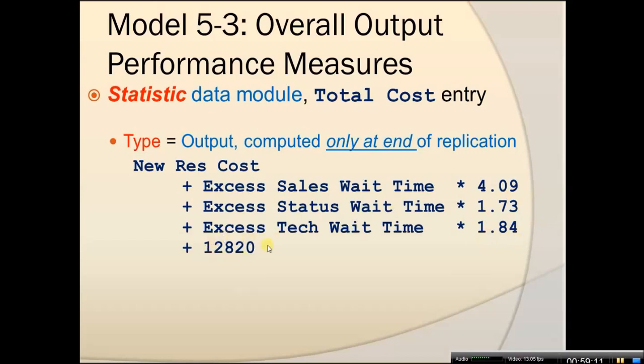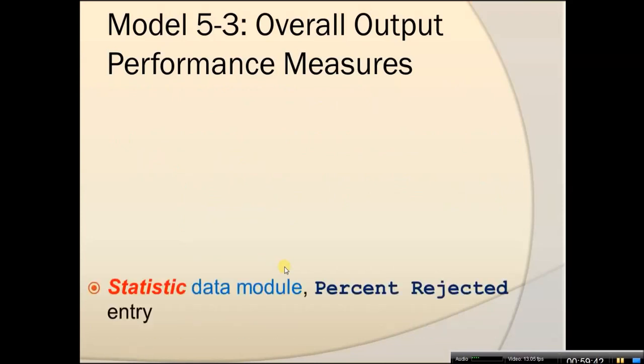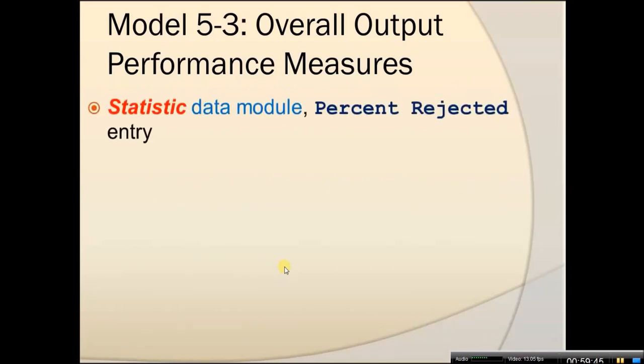And then this is the value for the current model. So the current model, if you don't do any changes, just in the salary cost, we have 12,820 as a salary cost before adding any new additional resources. So that's what we're going to have as this total cost output statistic. And then we also will have a second statistic called percent rejected.